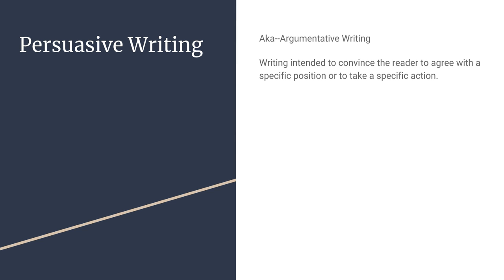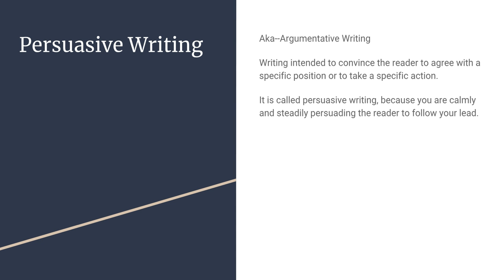Straight out of the gate, persuasive writing is also known as argumentative writing. I don't like introducing that phrase to middle schoolers because they tend to think that then their writing is just an argument, and that's not what persuasive writing is. Your goal is to convince your reader to agree with a specific position or to take a specific action. Arguing is not very persuasive because it puts the other person on the defensive. So you really need to calmly and steadily persuade your reader to follow your lead. Your goal is to get them to do what you want.